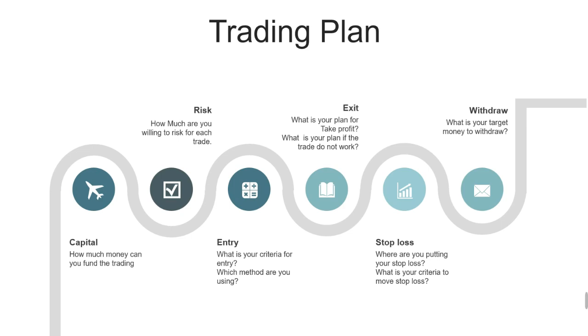Exit plan. So the next is stop loss. Where are you putting your stop loss? You have to know your zone. Some people will place it above the zone, and some people will place it above the previous high, not the next high. Or the previous low. There is no wrong or right, because you feel that it's comfortable. Then what is your criteria to move your stop loss?